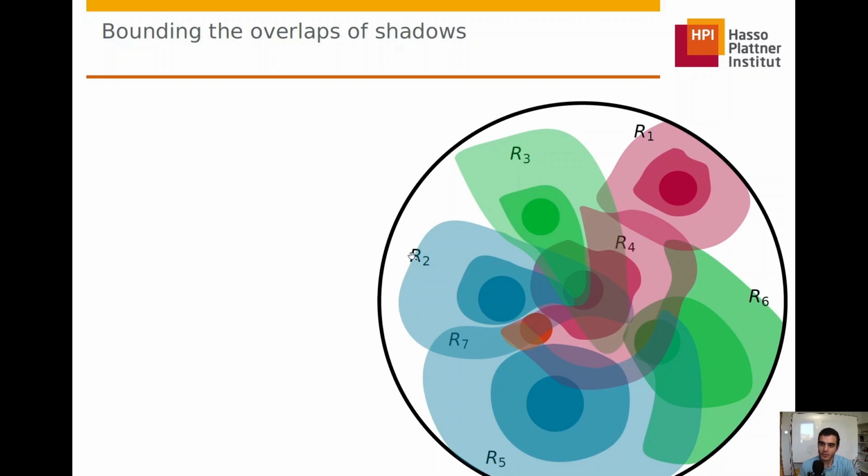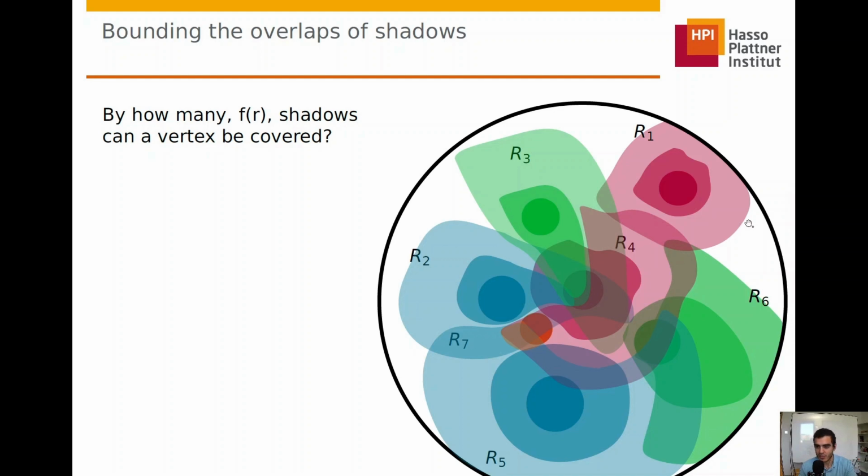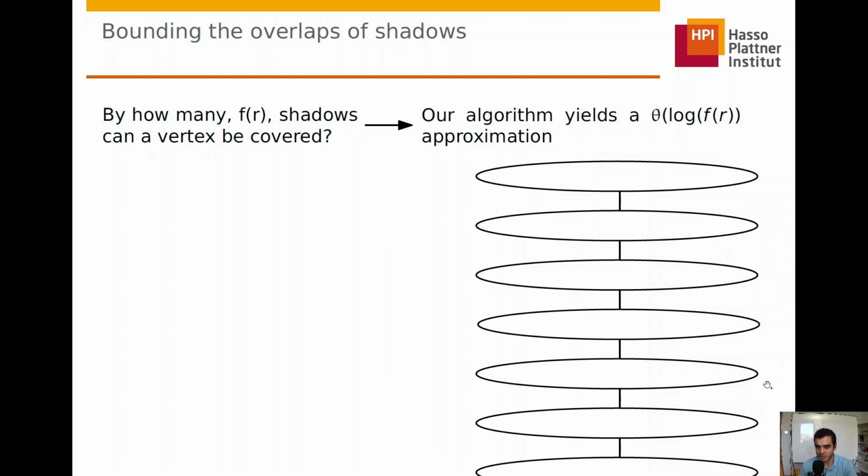Okay, so we'll try to answer the following question: by how many f of r shadows can a vertex be covered? So we have this figure, it's the full graph, and it's very messy, and you can see that many shadows are overlapping, but we would like to know what's the worst case scenario. How many times can one vertex be covered, by how many shadows? I'm of course not going to use this figure because it would be too messy, so I will use a simpler one, and in fact I will use the tree partition of the graph to show you this. By answering this question, we will have that our algorithm yields a theta log f of r approximation.